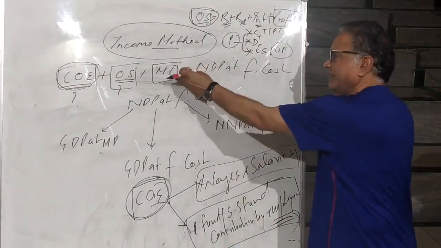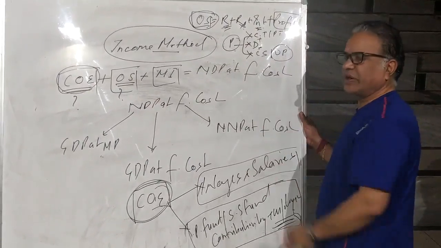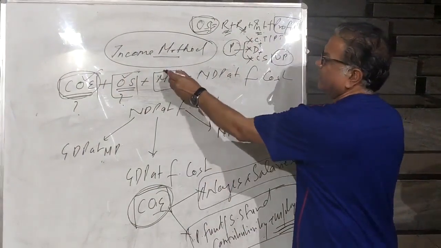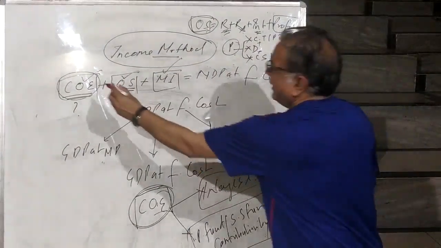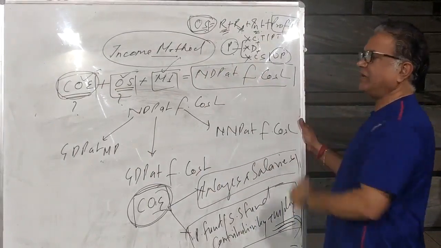It is not necessary that every time you will be given MI in the numerical. Many times in the numerical MI is not given. So simply you have to pick COE and OS. And if MI is given, well and good. Add these three, what will you get? NDP at FC, net domestic product at factor cost.